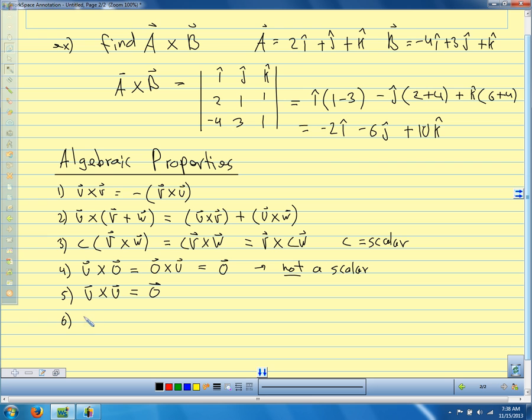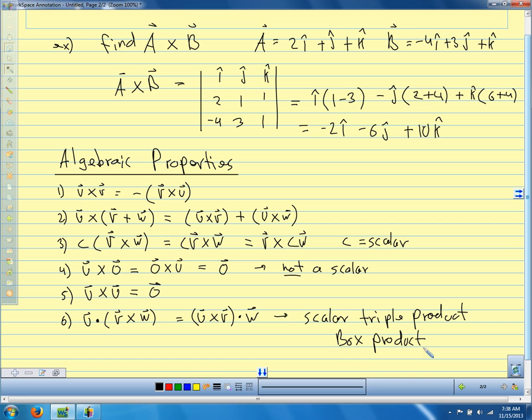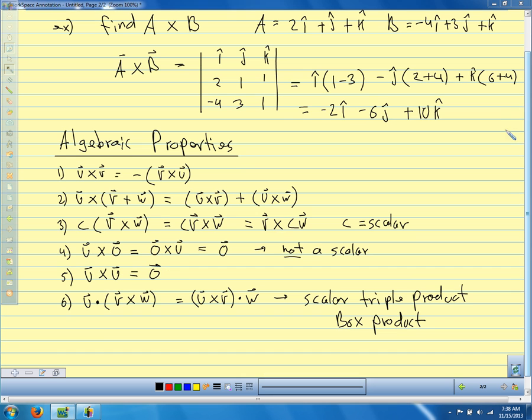And then we have a triple product, U dot V cross W. We won't do a lot with this, but this one's an interesting one. This is also equal to U cross V dot W. And this is called the scalar triple product, or the box product. And I'll talk about the box product again in just a little bit.